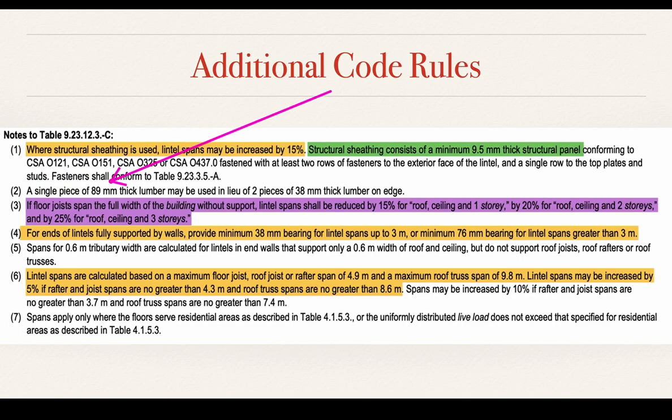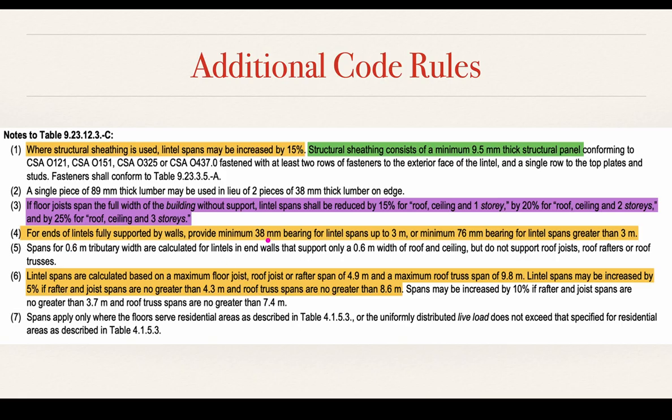Oh, this is interesting. A single piece of 3.5-inch thick lumber can be used instead of 2 pieces. So basically, you can put a piece of lumber in that is the same size as a double 2x4 or a double 2x6. It's one solid timber. That's kind of a neat thing. Lintel spans are based on a maximum floor joist span of 4.9 and 9.8 meters. So as the building gets wider and wider, we also have to reduce the span availability of our lintels, because they're carrying a longer floor joist or a wider roof. There's just more area being put on that lintel.